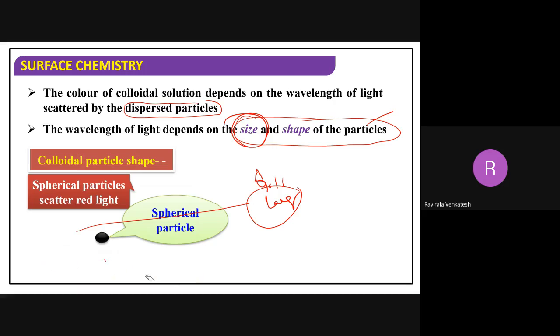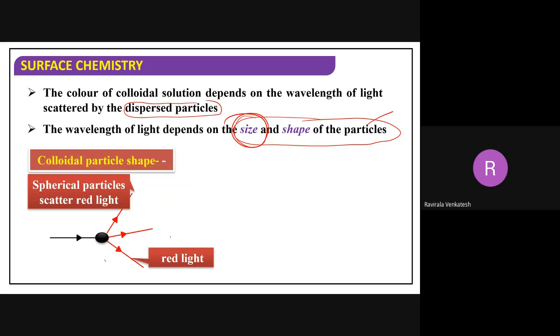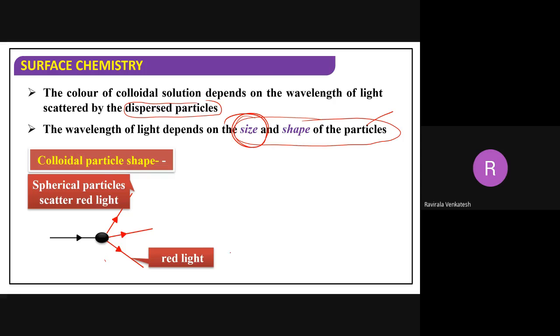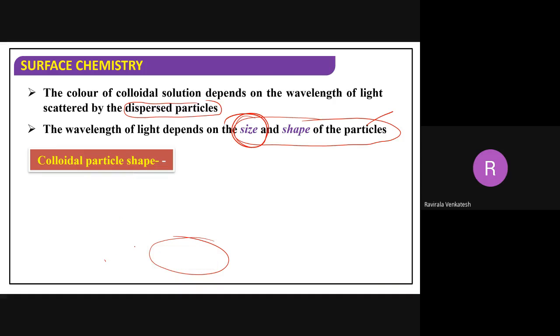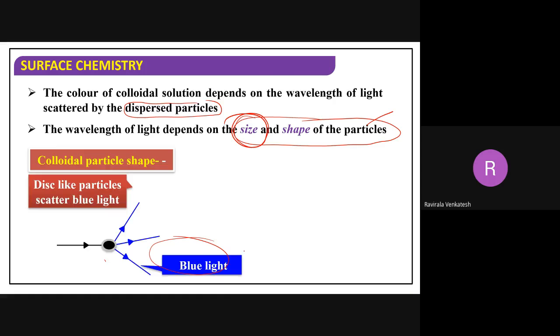Now, if you have a spherical particle like this, it can scatter the light like this. So we are going to get red color because of the scattering of light by the spherical particle. When it is in the form of a disk type of structure, it can scatter like this. It can exhibit blue color light.